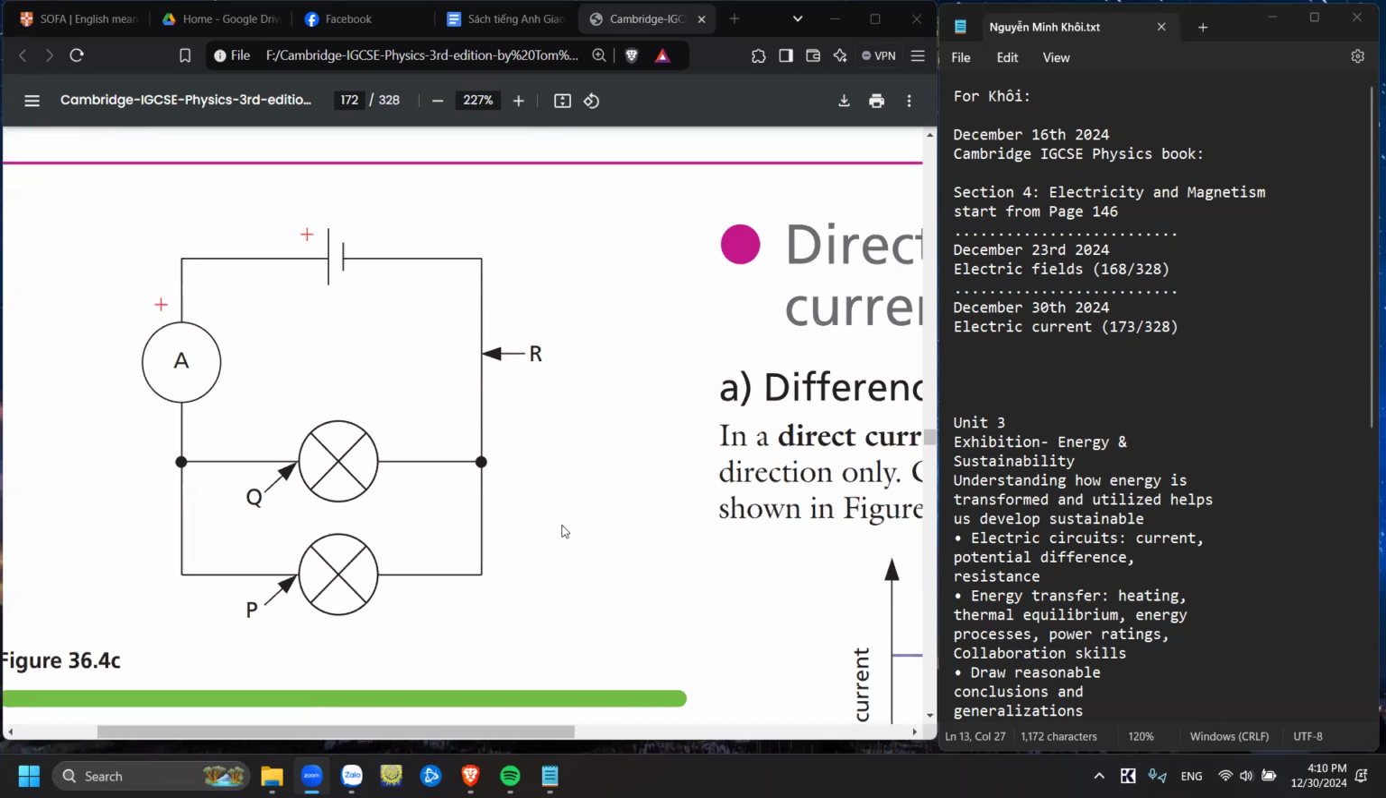That's a series circuit. No, it's wrong. It's a parallel one. Why? Because the flow of electricity will have to go from the battery here to the ammeter, and then it's split into two, right? There you go. It's split to two light bulbs. These two light bulbs are actually parallel to each other, isn't it? So it's a parallel circuit.